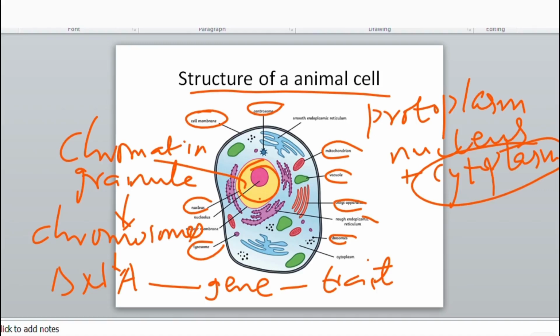Yes, these are the structures of the animal cell. Note that the outermost part of the animal cell is the cell membrane. That cell membrane gets what? The protoplasm, which contains two basic structures, the nucleus and cytoplasm, and the cell organelles are found in the cytoplasm. These are the structures of the animal cell.